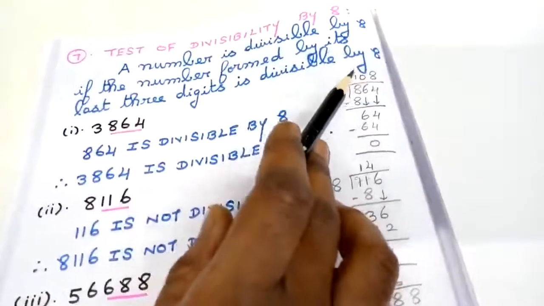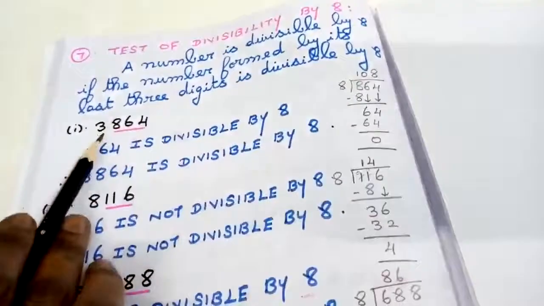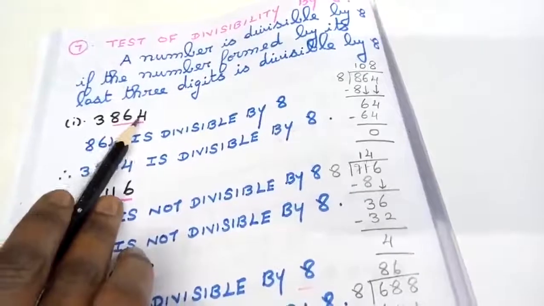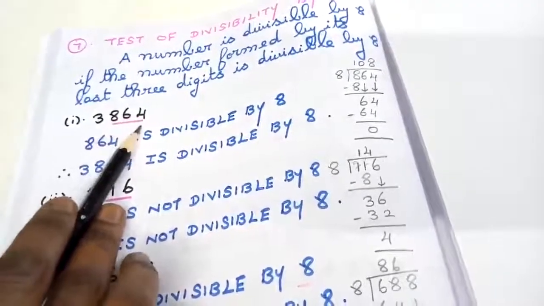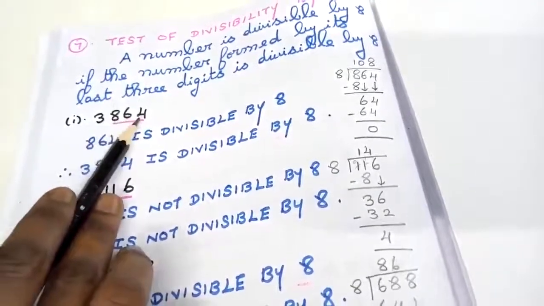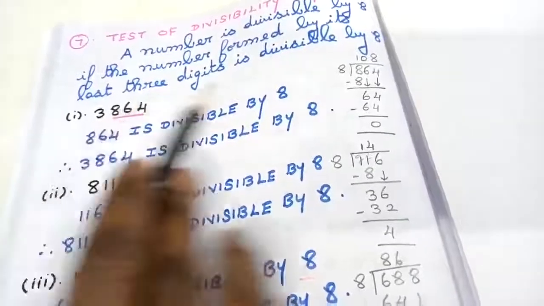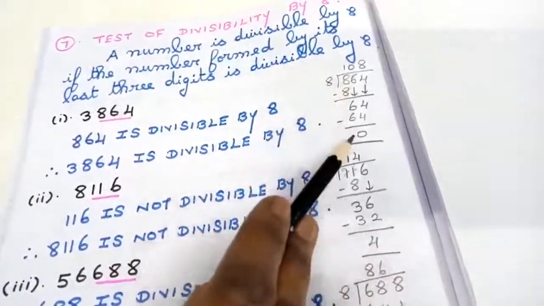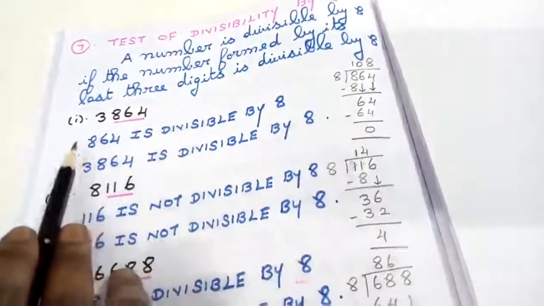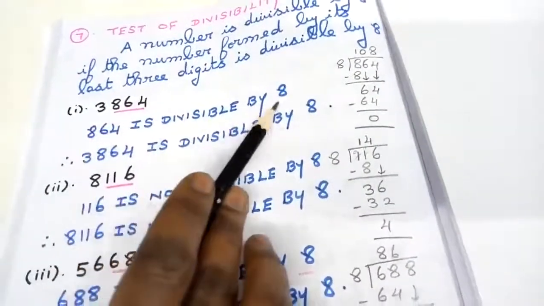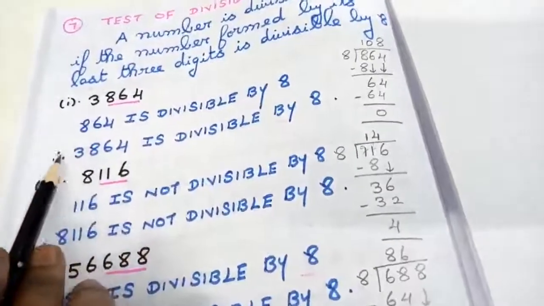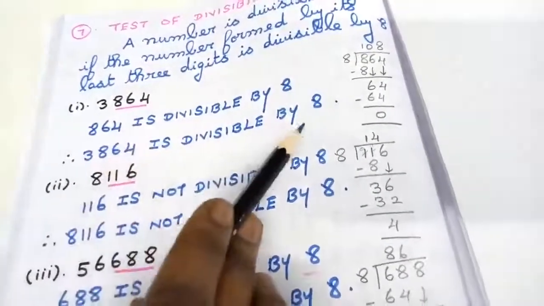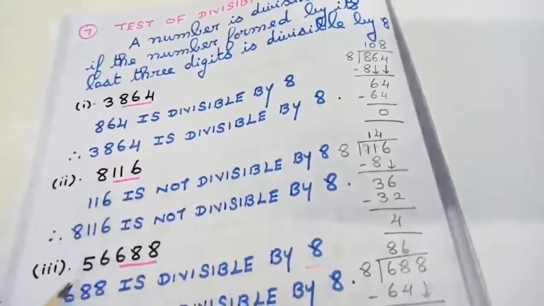So the idea they are telling here is, they will be giving you a number like 3864. I am going to take the last 3 digits, I am underlining here, students. 864. I am going to take this 864 and check whether it is divisible by 8 table or not. Once you get the remainder as 0, 864 is divisible by 8, which means that automatically I can say 3864 is divisible by 8, and that is the procedure we are going to do here.